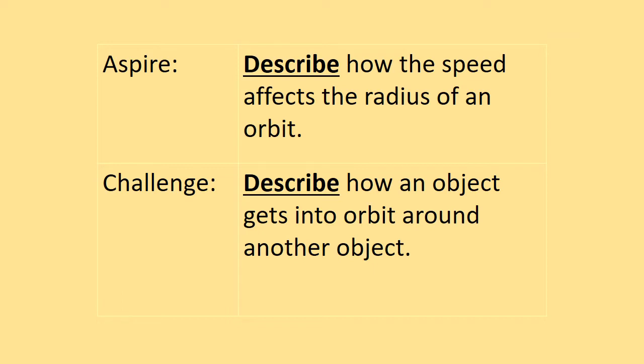First outcome then, we need to simply describe how an object gets into orbit by going around another object, and to describe how the speed affects the radius of an orbit. So we're going to talk about different orbits and look at why they happen, why they happen at different distances, why they might be different going around different objects.